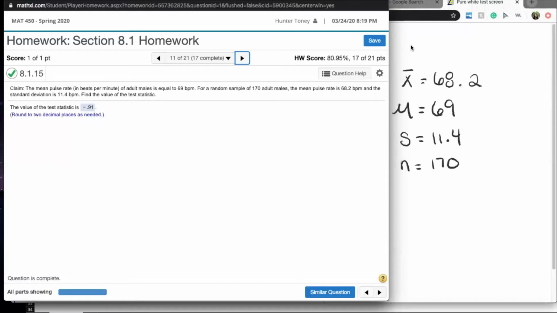So our formula for our t-score, actually I'm going to move this up a little higher just so I have more room.